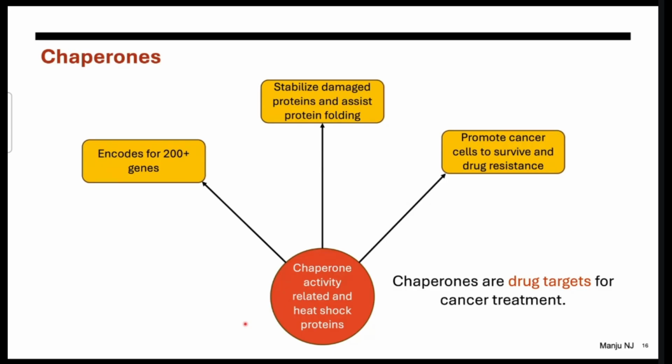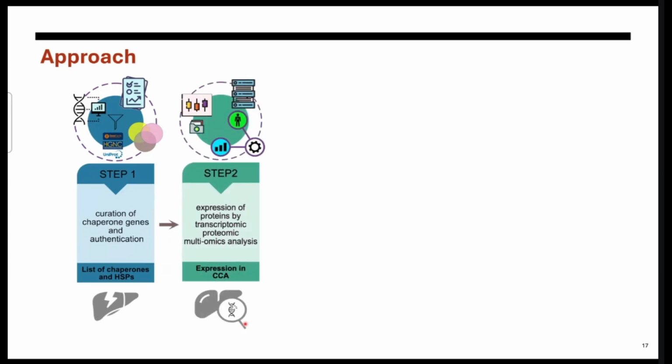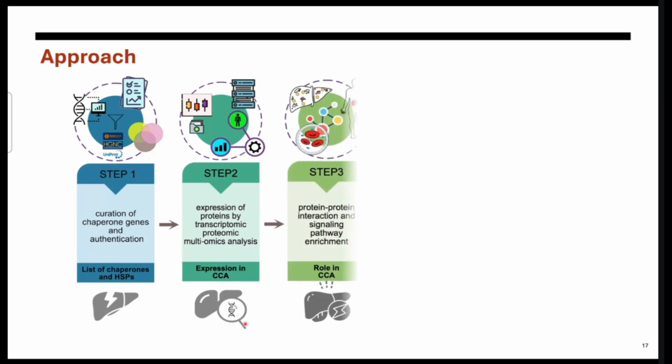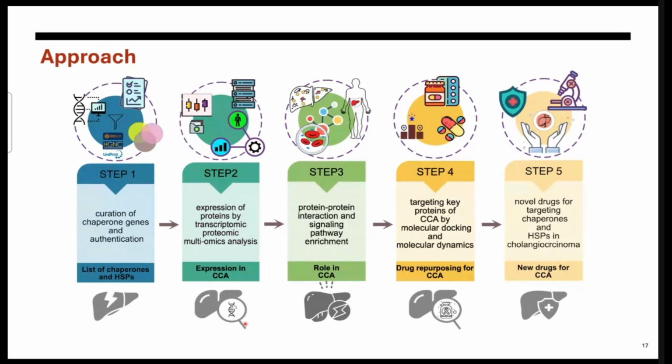This study was performed by my PhD student Manju NJ, and we designed the following in silico approach. We first created an atlas of chaperones and heat shock proteins by curating the literature. Then we looked into the expression of these chaperone proteins in publicly available cholangiocarcinoma transcriptomic and proteomic datasets. Then we looked into the protein-protein interaction networks of chaperones and performed signaling pathway enrichment analysis. We then performed a statistical analysis of this network to identify the key therapeutic targets for cholangiocarcinoma, and did molecular docking and dynamic simulations. Then we were able to identify new drugs for the new targets for cholangiocarcinoma. This is the first study of its kind. Nobody has really focused on chaperones, and that too in cholangiocarcinoma.